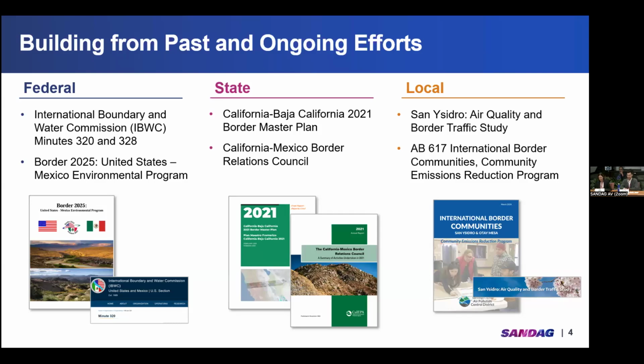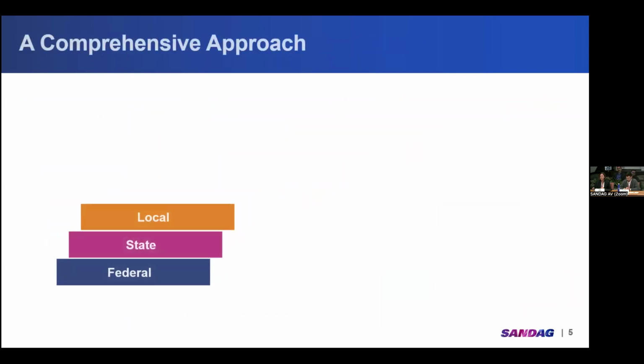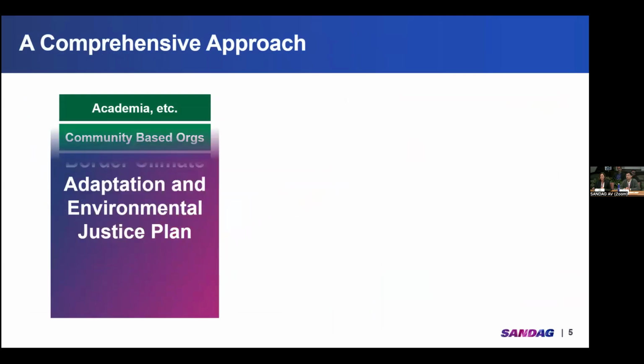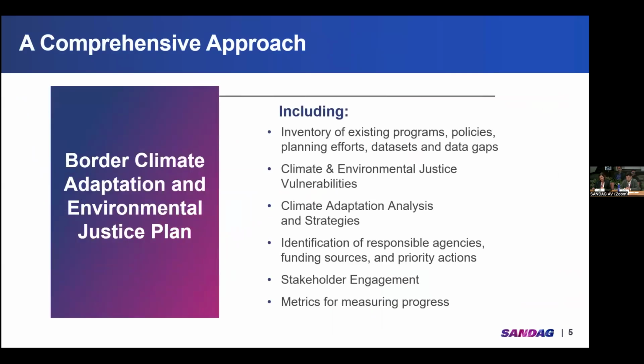Thank you, Zach. So just as Zach mentioned, like the 2021 Baja California Border Master Plan, which prioritizes, coordinates, and plans the delivery of our transportation projects at the border, this plan will provide the same approach, a comprehensive regional lens to prioritizing environmental and climate adaptation issues within our border region. The plan will focus on the communities 10 miles to the north and south of the border from the Pacific Ocean east to the California-Arizona border.